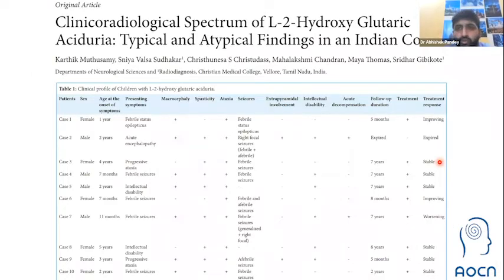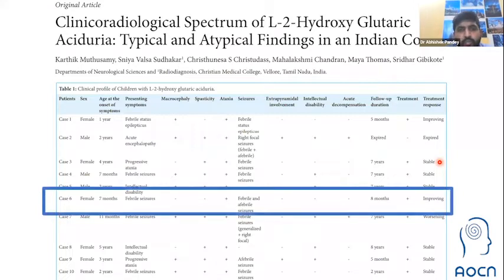So this is a cohort of Indian children in which we see that many children present early, at 1 year, 2 years, 4 years, 5, 3, 2 years, and our index child probably fits somewhere here.